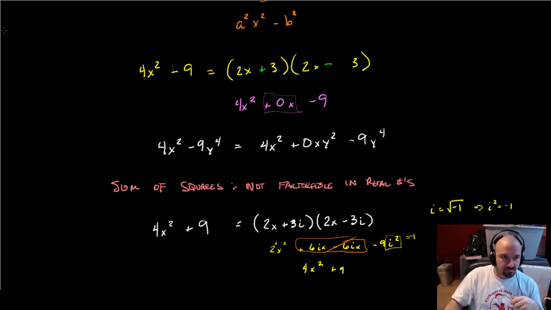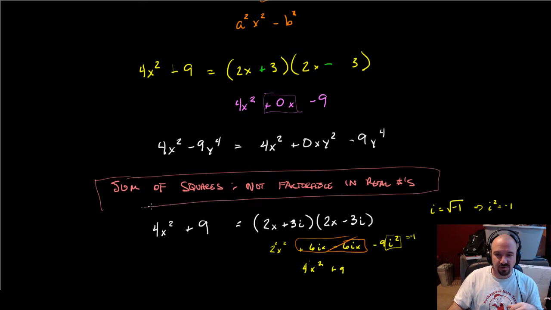So if you stuck around and you're like, I just want to see how this goes, the sum of squares is not factorable in the real numbers. Don't do it. It's bad. If you try to do it, check your work, make sure that you've gotten it straight. You'll find out that in fact it will not multiply back out the way you want it to. So don't assume it will.